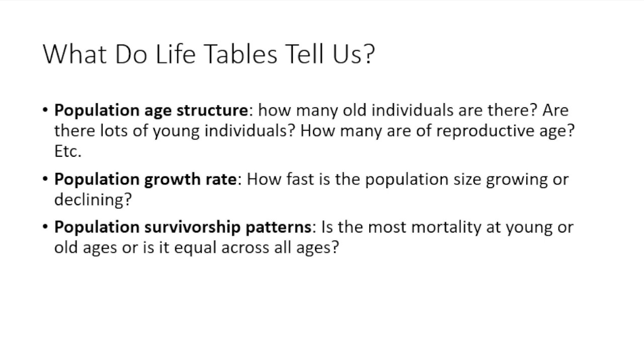So what do these life tables tell us? Well, they tell us population age structure, so how many old individuals are there? Are there a lot of young individuals? How many are at reproductive age? It also tells us population growth rate, so how fast the population is either growing or declining. And then we also have population survivorship patterns. So is the mortality at young or old ages, or is it equal across all ages? In other words, is it type 1, type 2, or type 3?